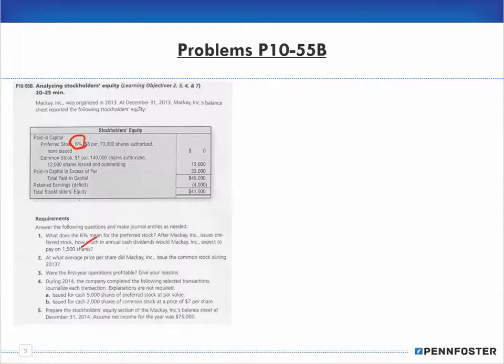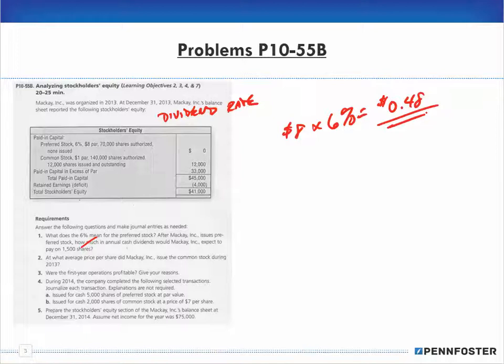So, what does the 6% mean for the preferred stock? That 6% right there is the dividend rate. Whenever there's a dividend, that's the rate that's going to be applied for that portion of the dividend. So if the par value of the stock is $8, and the rate is 6%, that means each share of preferred stock will get a dividend of 48 cents.